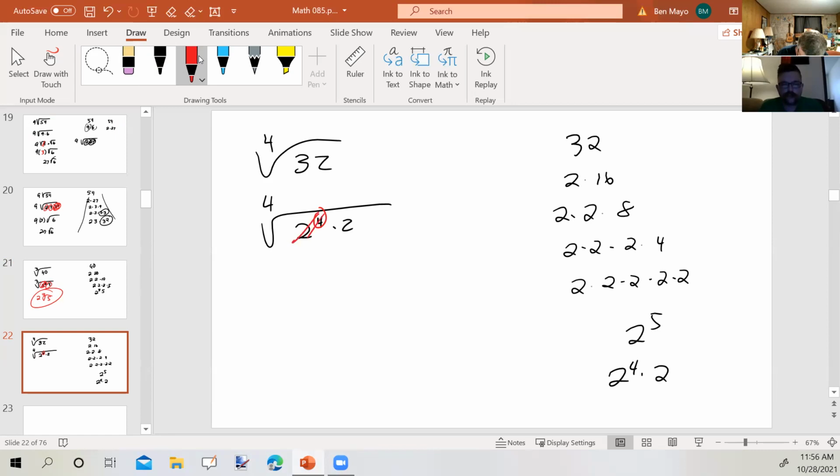So this becomes 2 outside. The 4th root of 2 to the 4th power is 2 on the outside. And I still got the 4th root of 2 left inside. There's the takeout and the leftovers. Okay. Question? Nope. Okay.